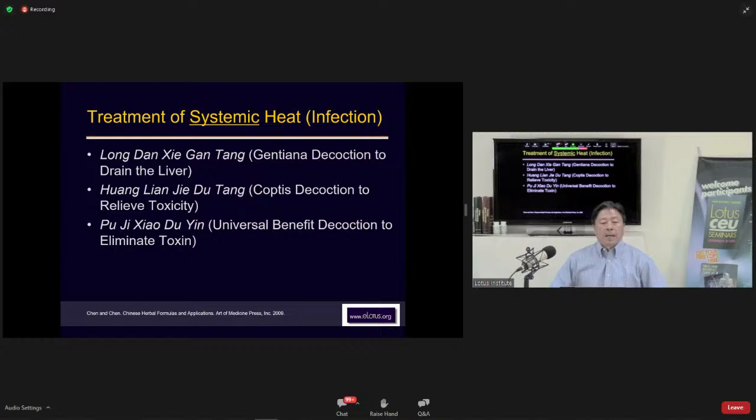Okay, and the last one is another one of my favorite formulas. This formula is called Pu Ji Xiao Du Yin. Pu Ji refers to benefiting the universe. 消毒, once again, is to treat heat and toxin, perhaps with some pus and abscess, or if it's still in the lung, then it's probably pus and phlegm and sputum.